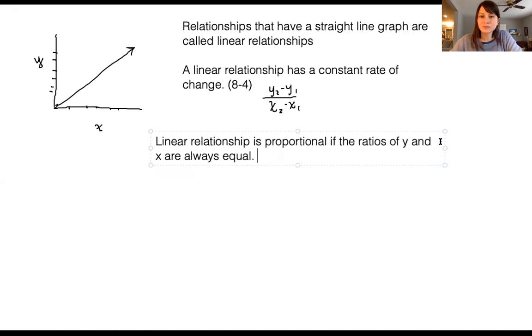That's saying if I have a graph and I identify a few points here and I put the y over the x for each of these points, I did it for this point, this point, and this point. If they're always equal, then this linear relationship is proportional. If when I set them up as a ratio they're not equal every single time, then they're not proportional. So let's take a look at an example on your study guide.